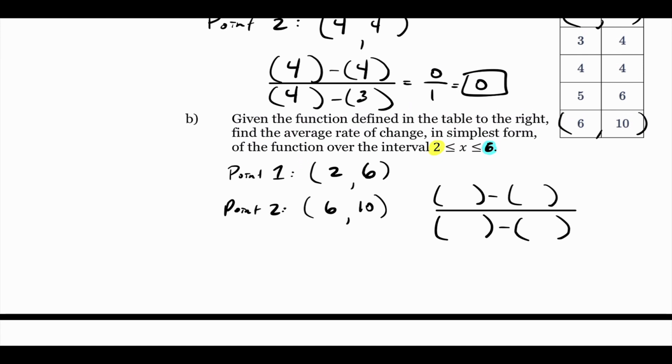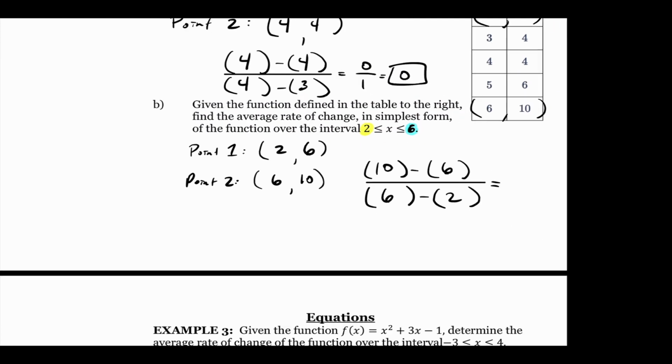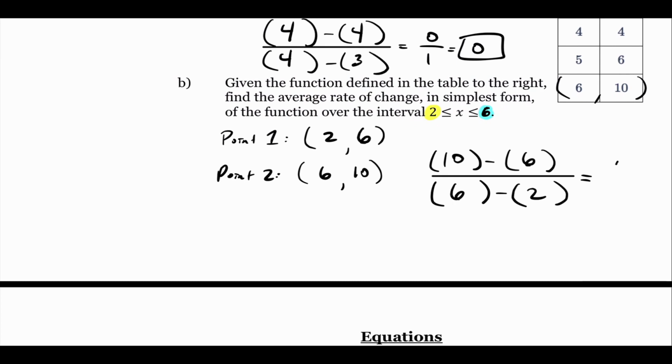So y2, point 2, y is 10. y1, point 1, y is 6. Now the bottom, x2, point 2, x is 6. x1, point 1, x is 2. 10 minus 6 is 4. 6 minus 2 is 4.